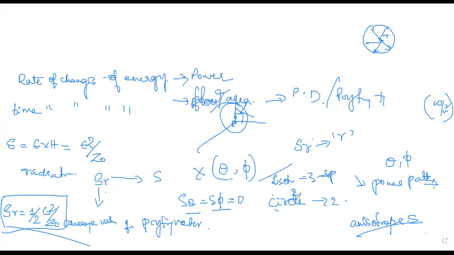And if it is not radiating uniformly in all directions, then you call such a source an anisotropic source or anisotrope. Fine? Okay. Now coming to anisotropes, you have two different types of anisotropes.